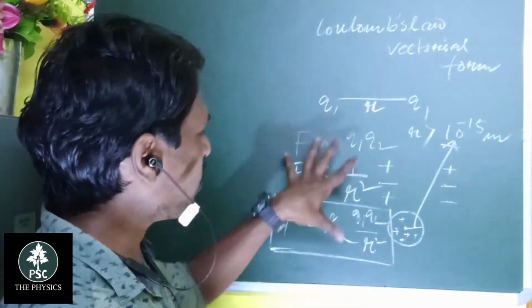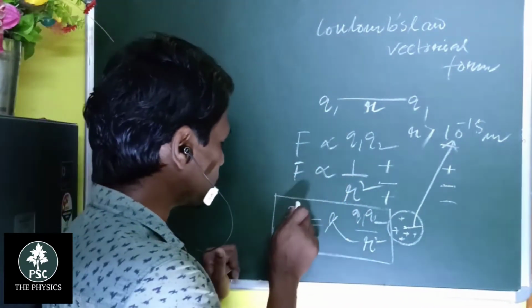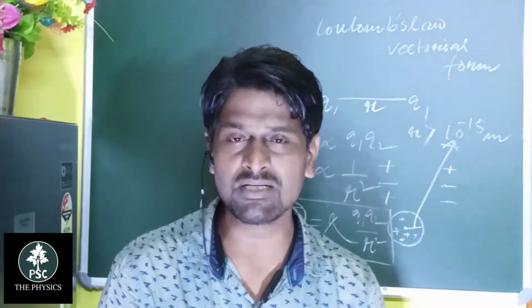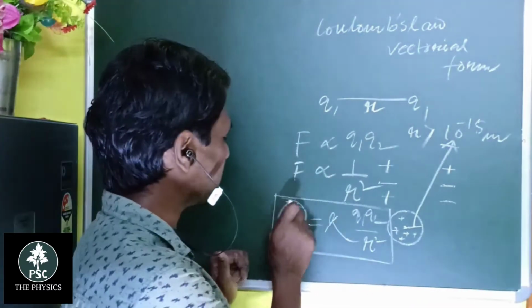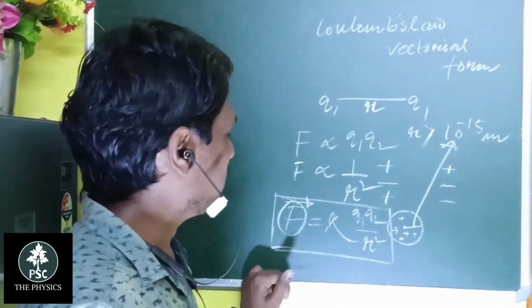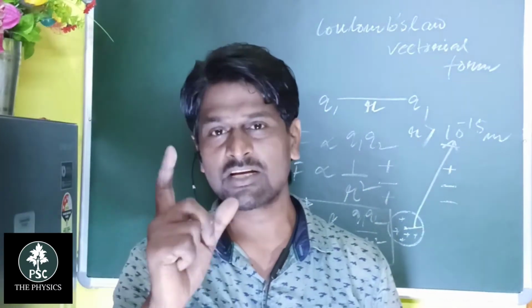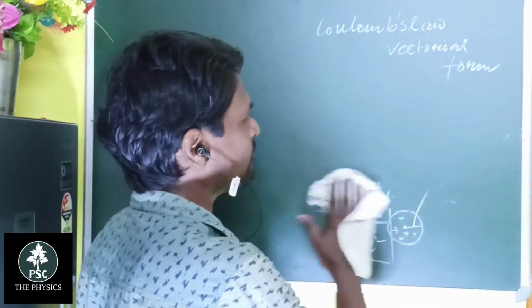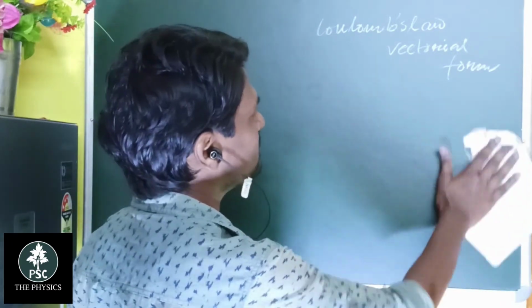So this is Coulomb's law, but this Coulombian force is a vector quantity. Force is a vector quantity, so you have to write down the vectorial form. And what is the vectorial form? This is the basic concept of Coulomb's law.